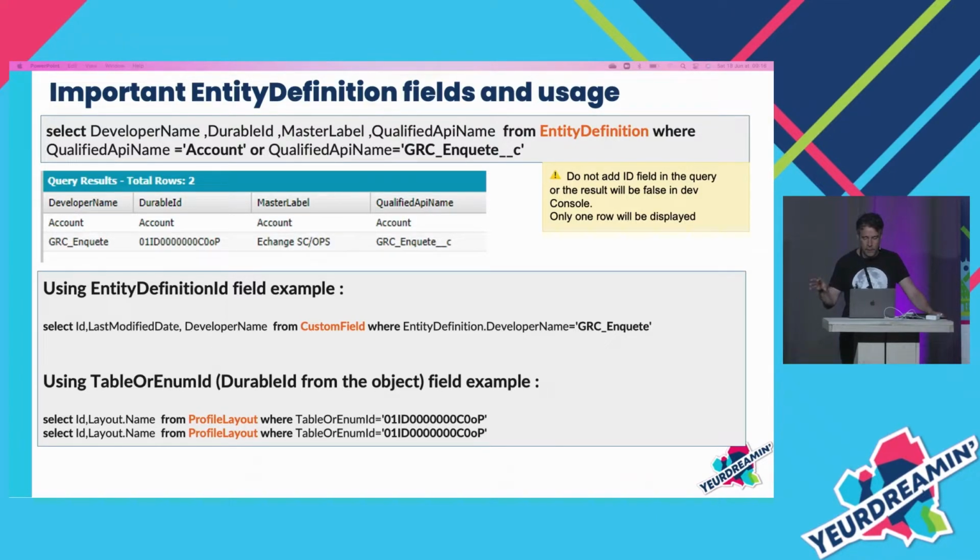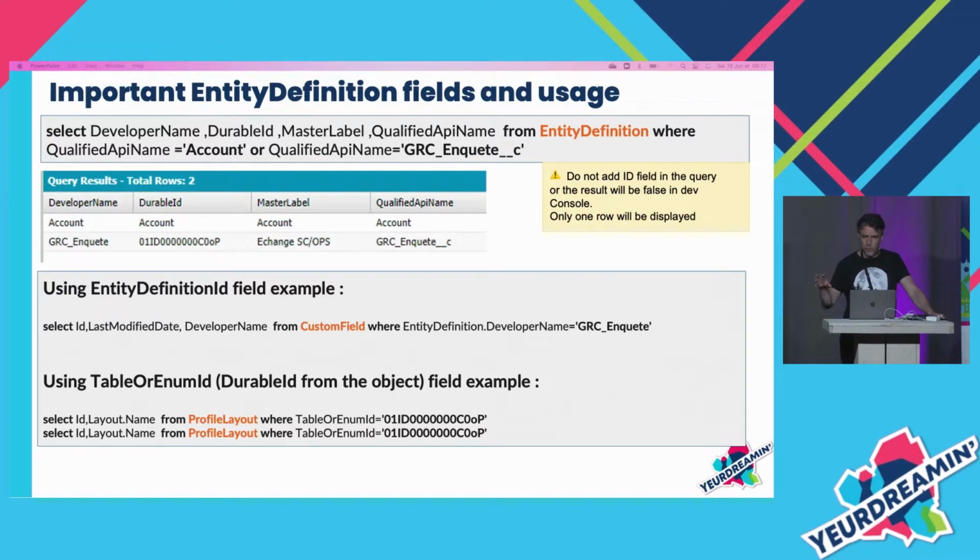So the EntityDefinition ID will be the easiest way to filter your different objects. I provide an example here, and you will see it in detail a bit later. For example, if I want to grab the custom fields for a specific object, you can filter the query just by using the EntityDefinition ID. Then you can put whatever you prefer: the developer name, the master label, the qualified API name. So it's very easy to use. You don't need the durable ID to work with this type of object.